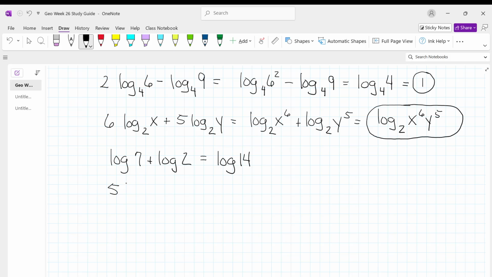5 log 3 plus log 4. Power property first, so we rewrite the first log as log 3 to the 5th plus log 4. And then we multiply 3 to the 5th times 4, and we get 972.